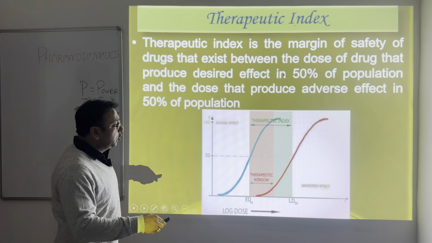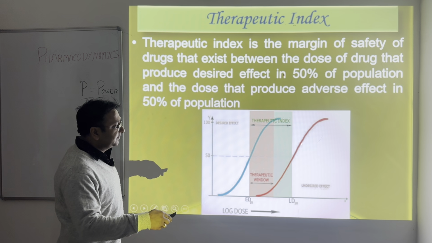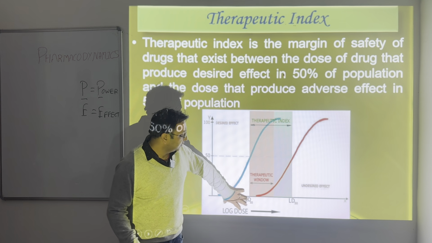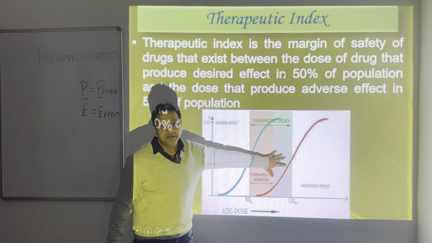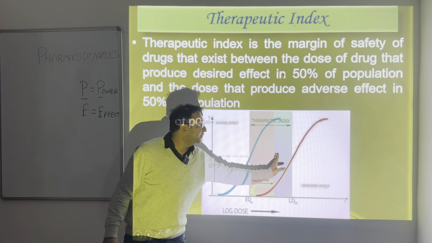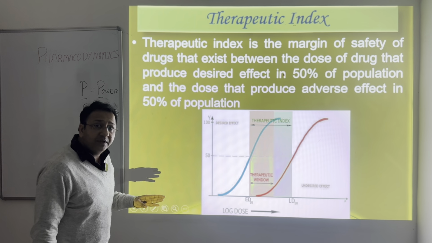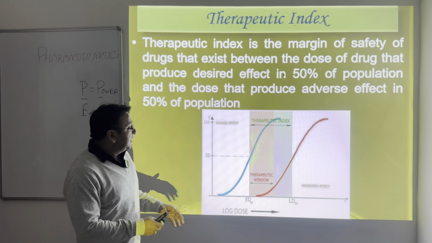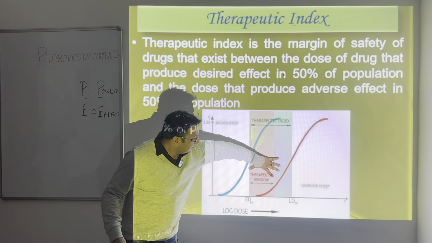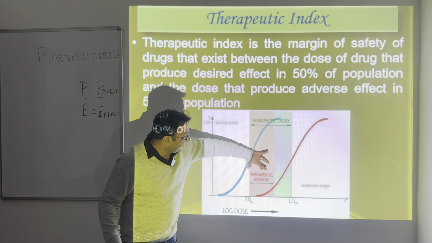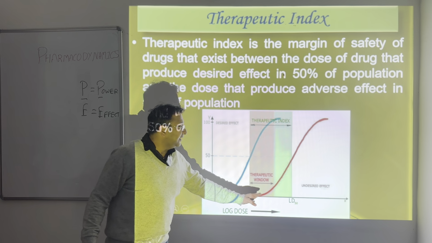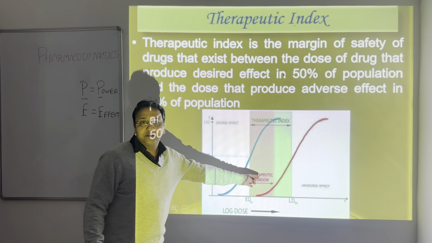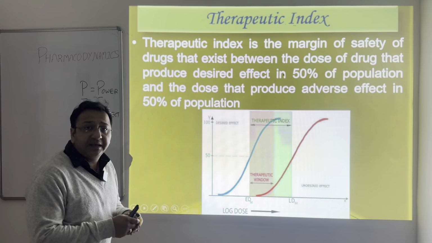So we see here by plotting this graph, this is the desired effect and this is the adverse effect. If you go beyond this, then adverse effect will start. This is the dose and this is the response. If your dose is in between this, there will be no adverse effect. If your dose goes beyond this, there will be more adverse effect. So suppose the therapeutic index is like this. If we decrease the therapeutic index like this, okay, a slight increase in the dose will increase your adverse effect also.